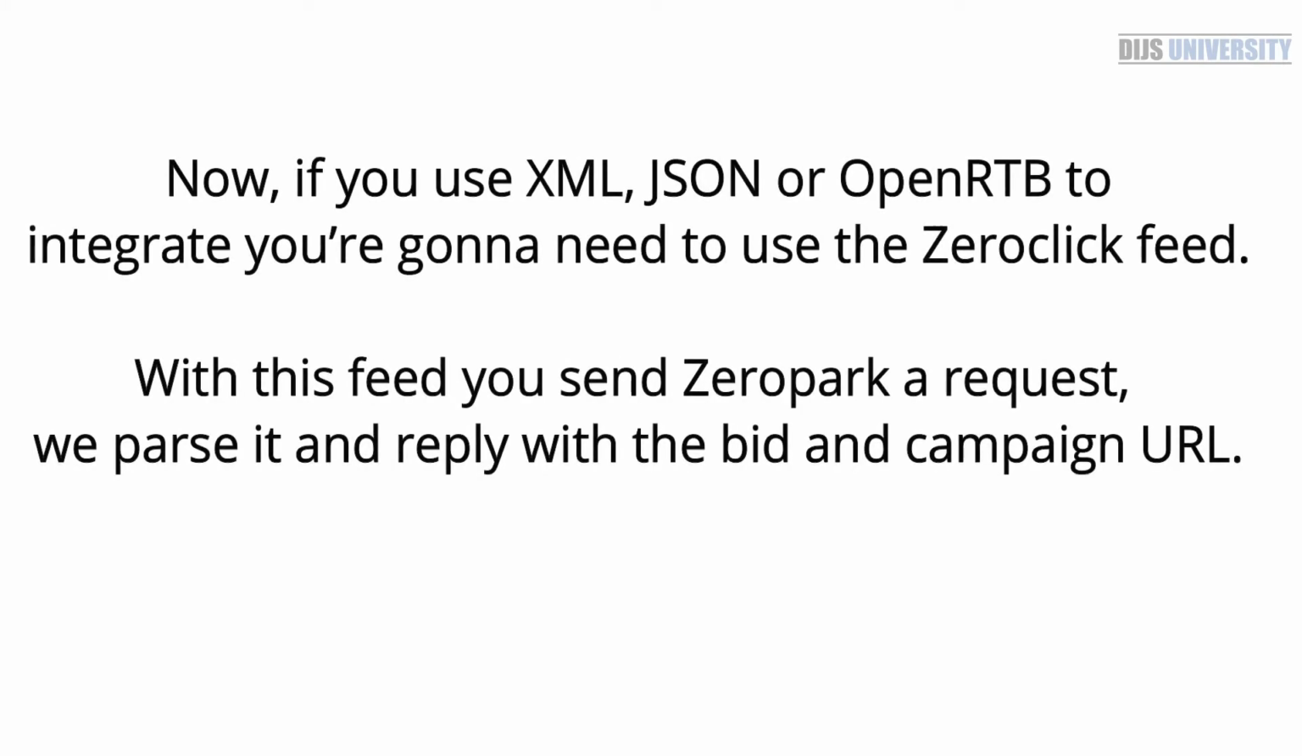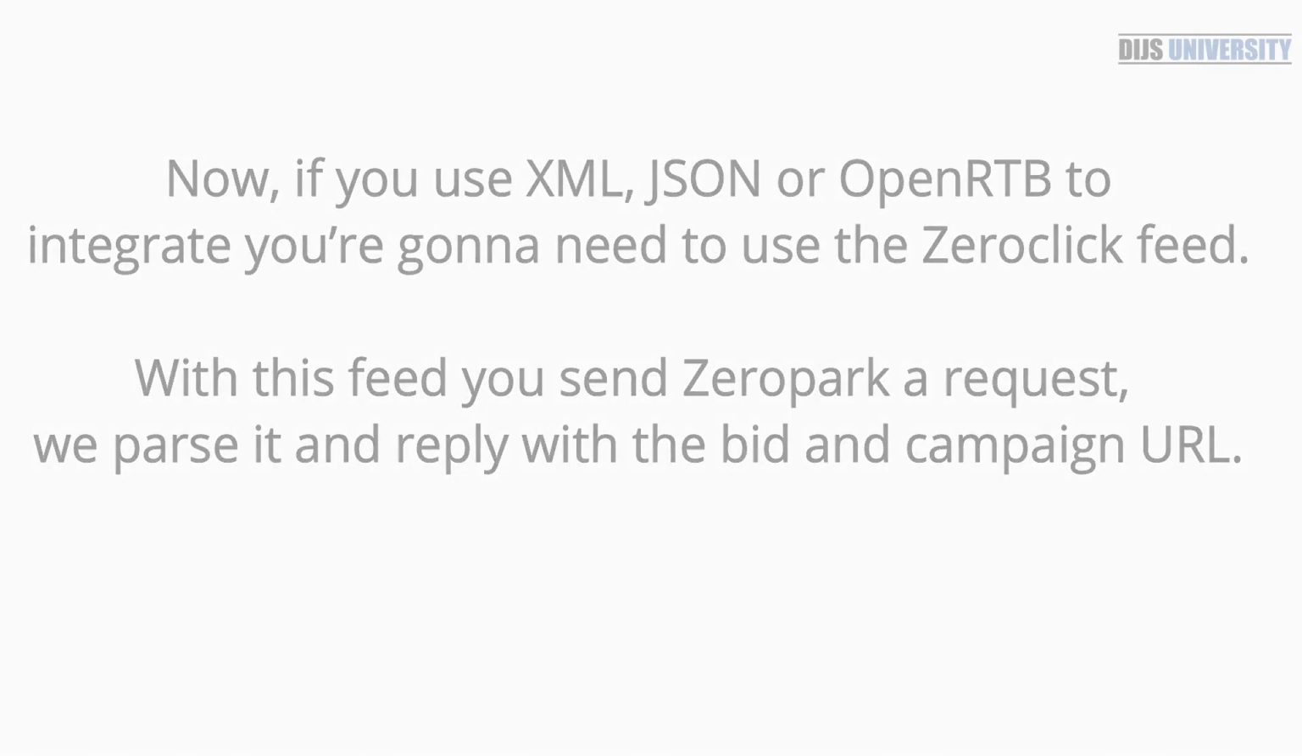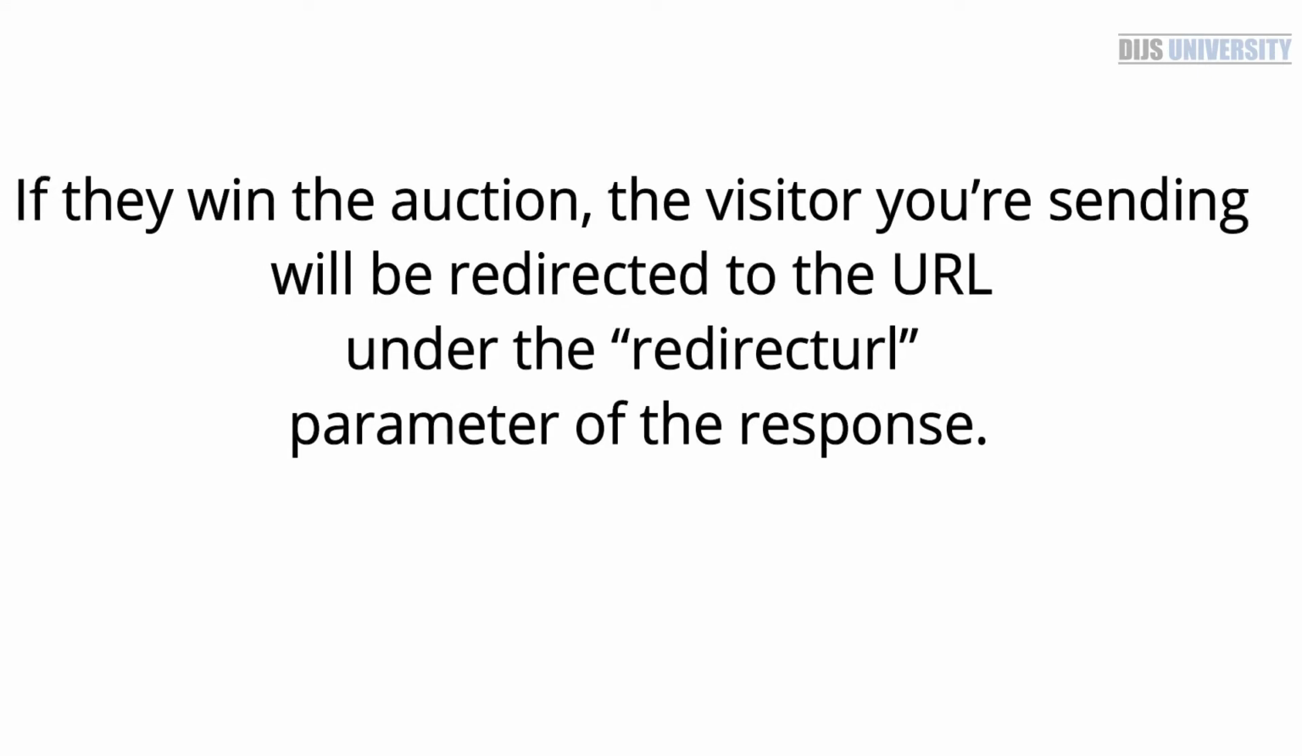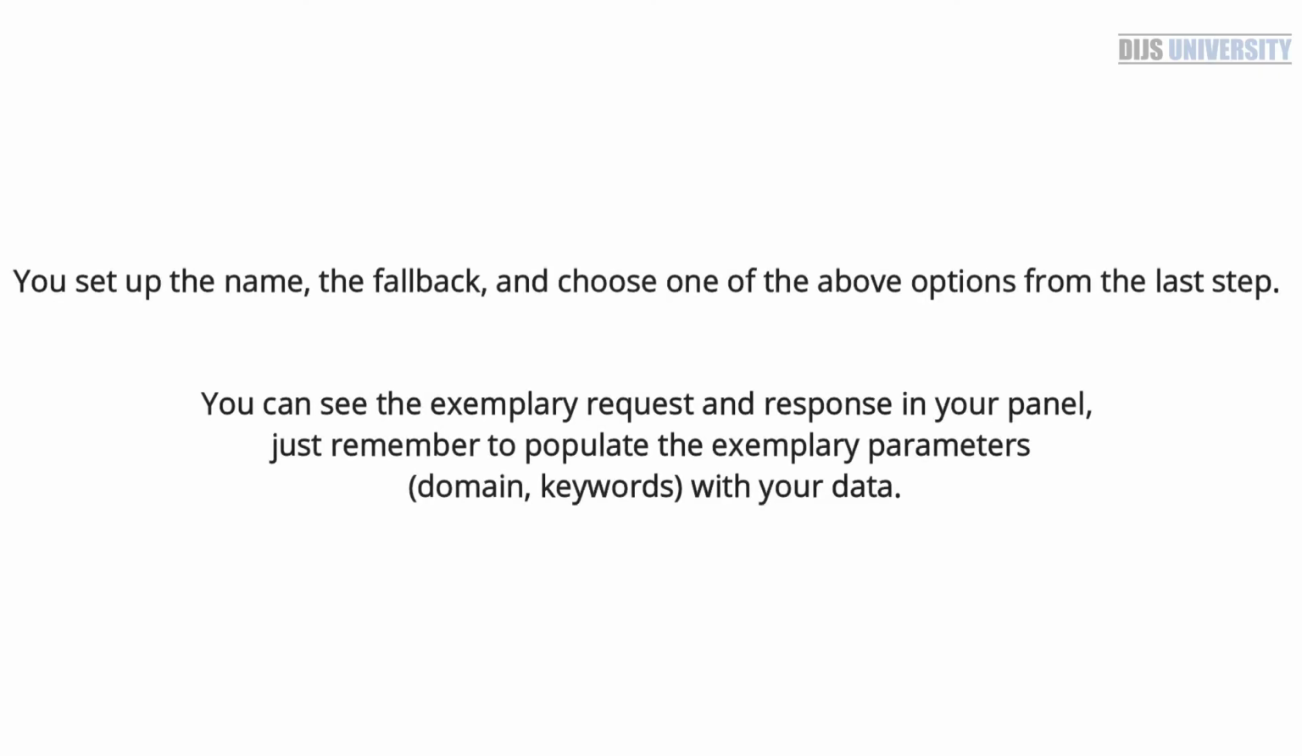Now, if you use XML, JSON, or OpenRTB to integrate, you're going to need to use the zero-click feed. So with this feed, you send Zeropark a request, they parse it and reply with the bid and the campaign URL. If they win the auction, then the visitor you're sending will be redirected to the URL under the redirect parameter of the response. You set up the name, the fallback, and choose one of the above options from the last step. You can see the exemplary request and response in your panel.